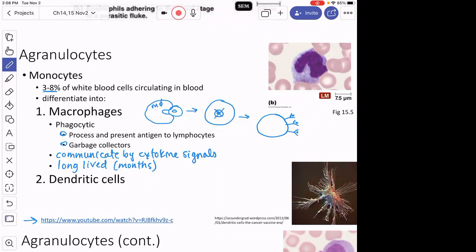Dendritic cells are also derived from monocytes. They're going to do a lot of the same things that macrophages do. They're phagocytic, very plentiful in the skin and mucous membranes. We talked about them already there. And they are also processing and presenting antigen, just like the macrophages.